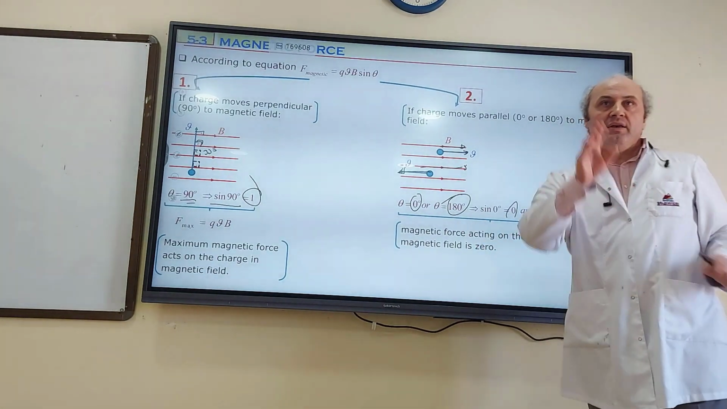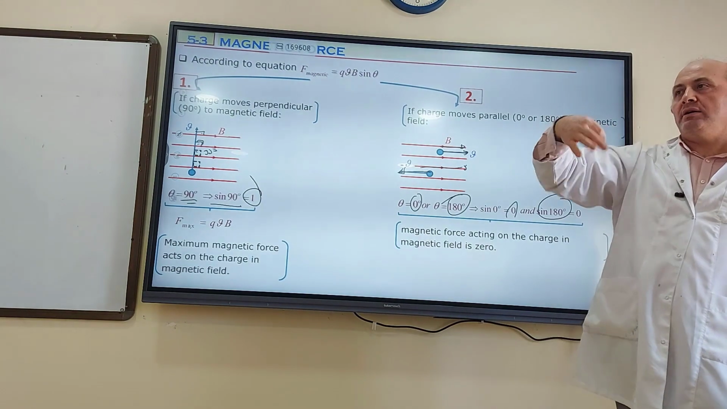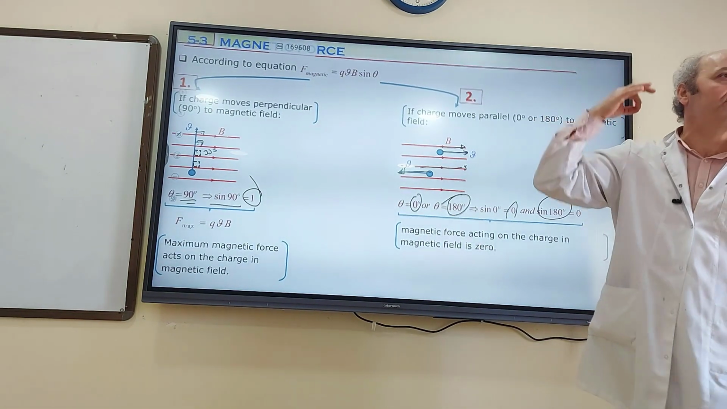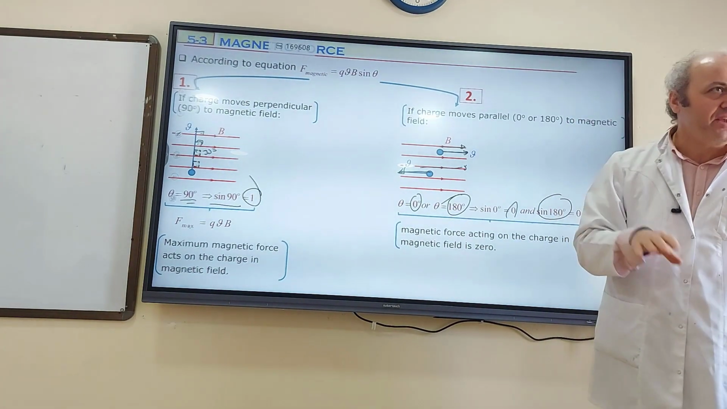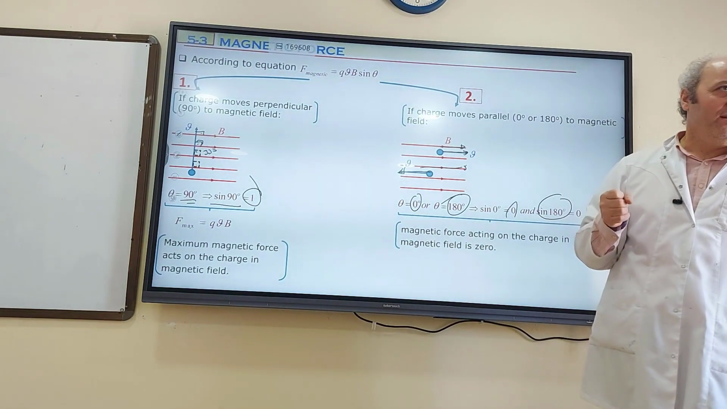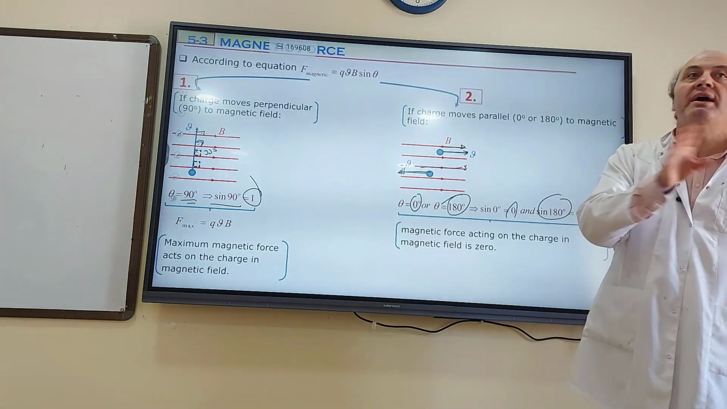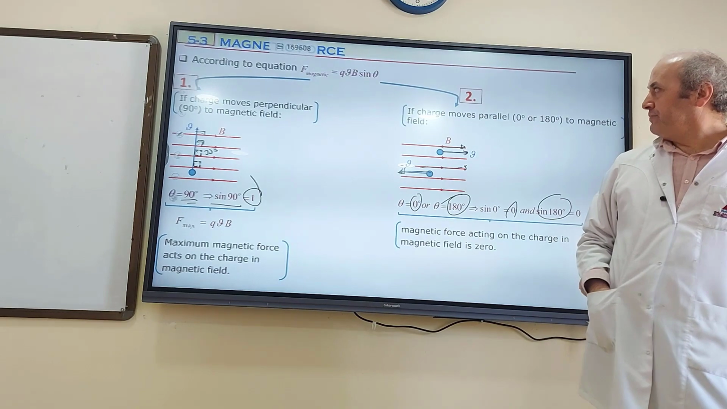Then, if I ask you a question: at which of the following angles is the magnetic force acting on a charge moving in a magnetic field 0? A, 0. B, 180. C, 90. D, both A and B. Both A and B: 0 degrees and 180 degrees. The magnetic force acting on the charge is 0.